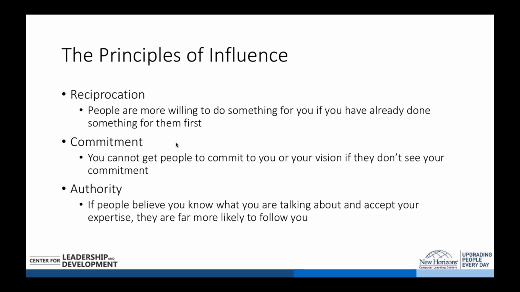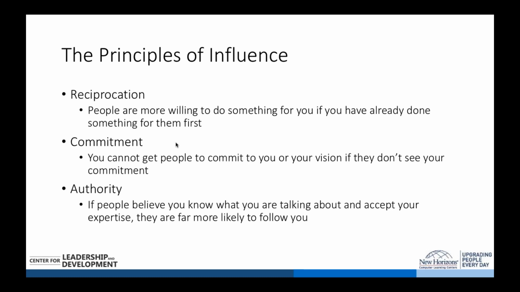So you're helping your team. You've gone out of your way to make sure that they've got the tools, that they've got the workplaces that they need, that they've got the information they need. And then people are going to be more willing to do things for you because you've already done that for them.